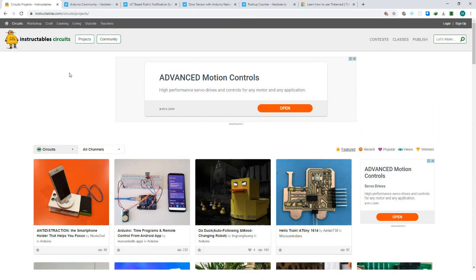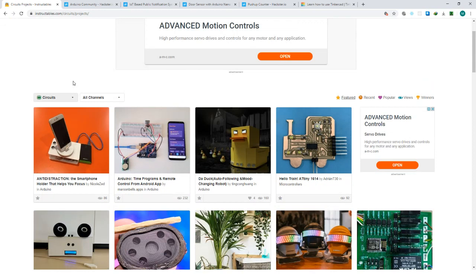So here you'll get so many project ideas. You can look at what can be done with Arduino. There's this project here where you're using Bluetooth to reach the phone.